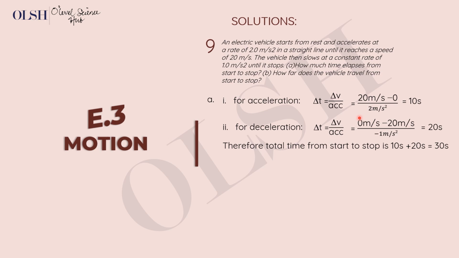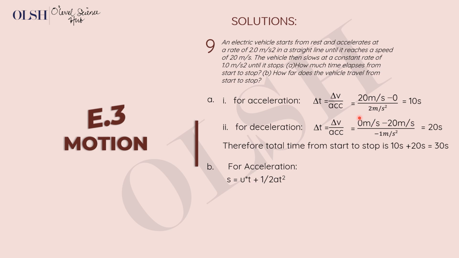So the second question is, how far does the vehicle travel from start to stop? If we need to know how far, then we need to find the distance for acceleration and then the distance for retardation. Sum both together, and we know how far. So first of all, for acceleration, to find the distance, we run our minds through the formulas we have for equations of motion, and we settle for s equals ut plus half at squared.